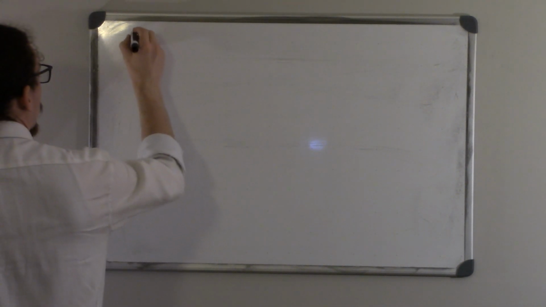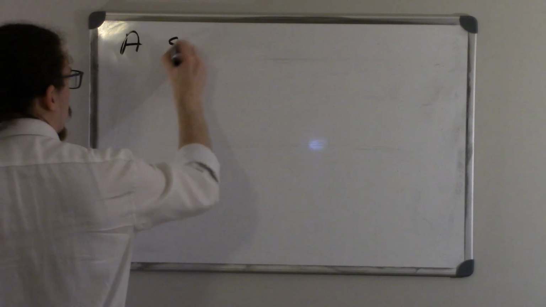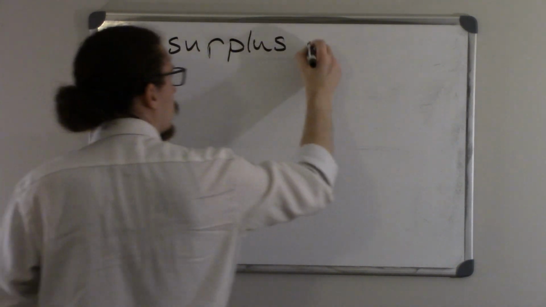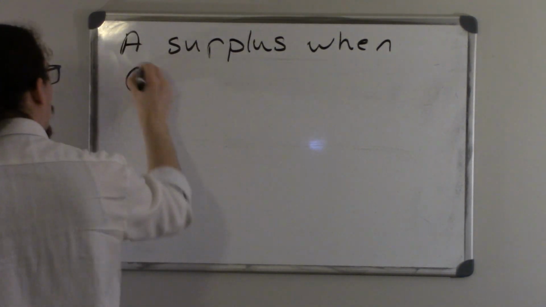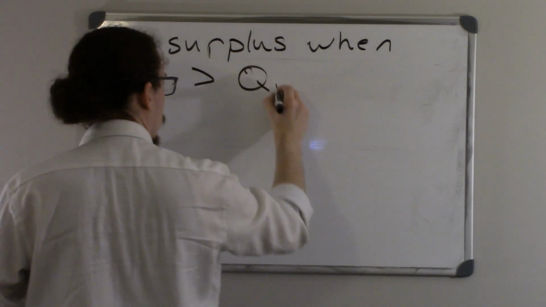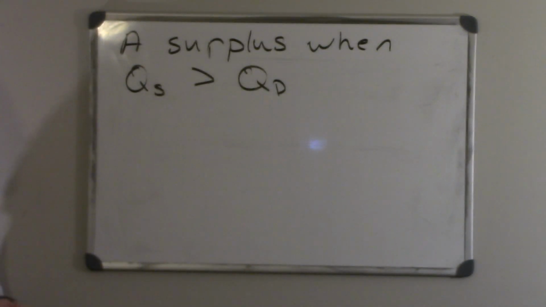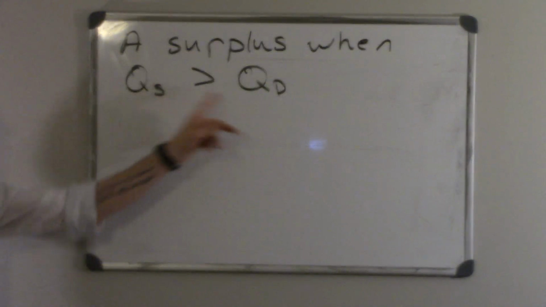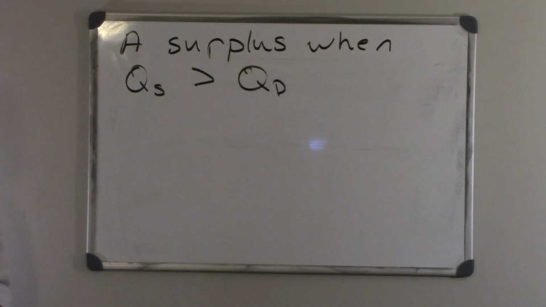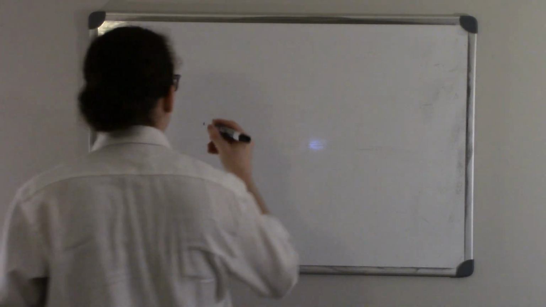So a surplus occurs when quantity supplied is greater than quantity demanded. In this situation, when we have a price floor, that minimum price allowed by law, this is what we're going to see. We're going to see a larger quantity supplied than quantity demanded. So let's take a look at that graphically.